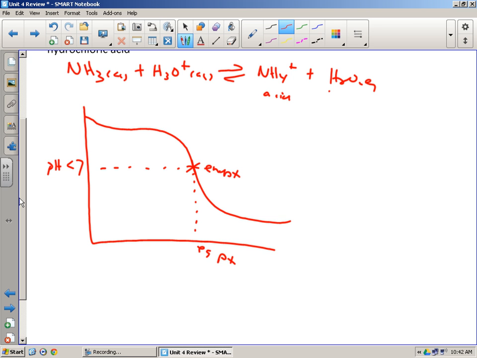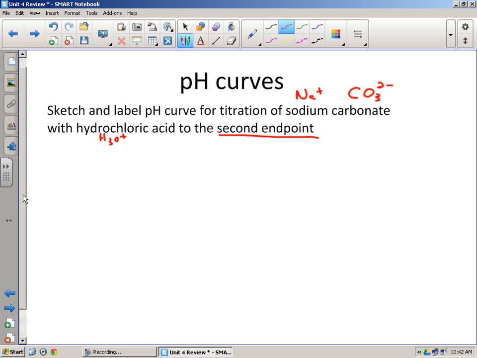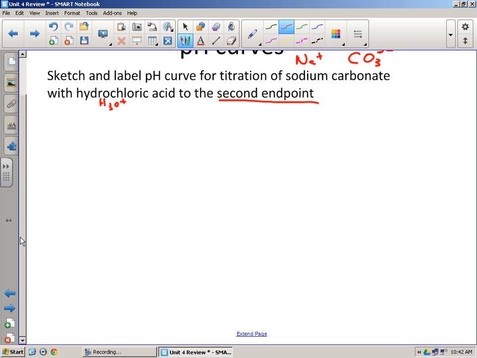Okay, then we'll do one of these here. As soon as you see a second endpoint, we know that it has 2 endpoints, which means it has to be polyprotic in order for that to happen. So sodium carbonate, once again, sodium doesn't really matter. That's the carbonate there with, of course, H3O+. So we're going to do a titration of sodium carbonate. That's going to start in the bottom. The hydrochloric acid is going to be in the burette, so that is your titrant, of course. And we have to do 2 endpoints.